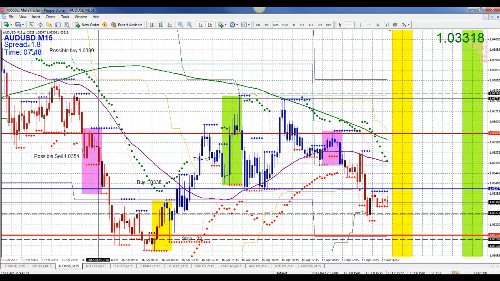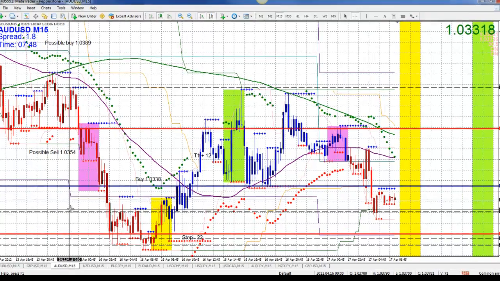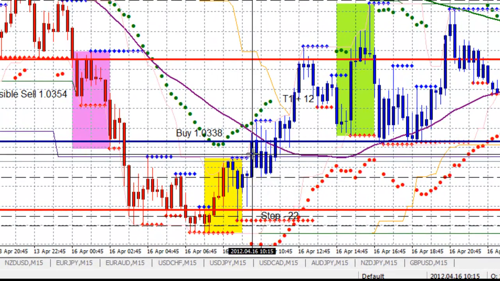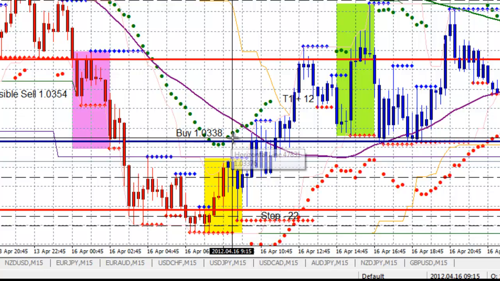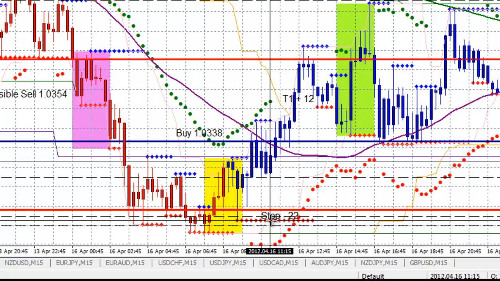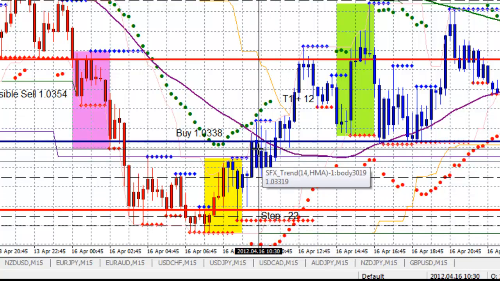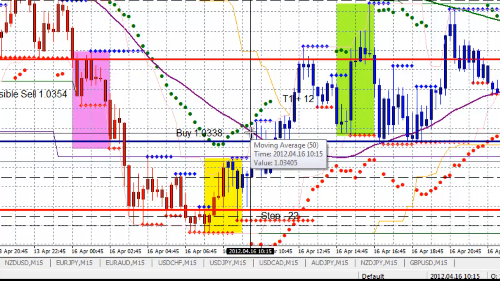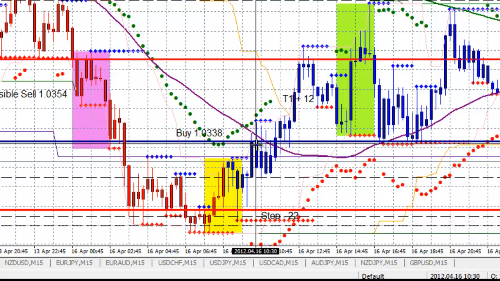What you're looking at here, the yellow box, is the box that formed during the London session. I put together a buy stop at 103.38. It triggered here on this blue line, and then we put a stop of 22 pips. So you can see that the trade worked well. It triggered here and floated sideways for the good part of an hour.